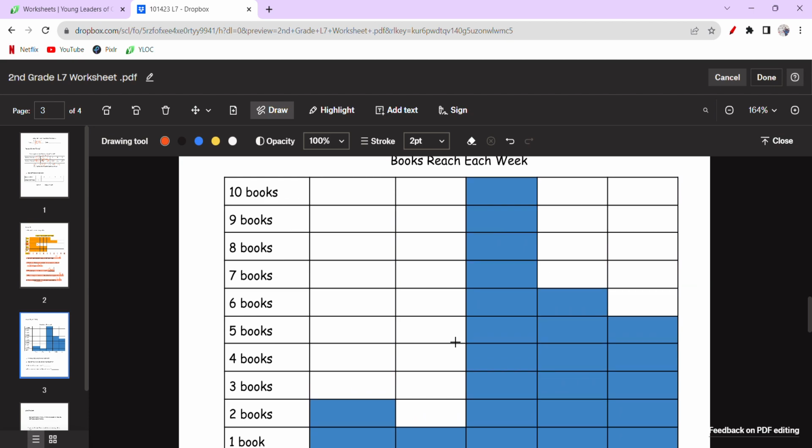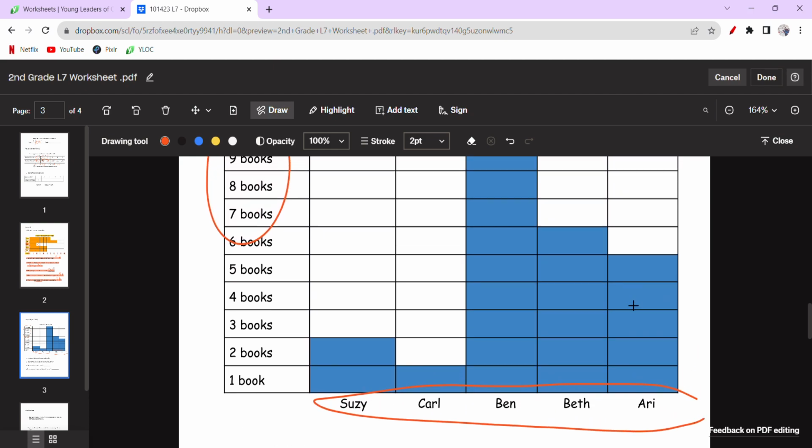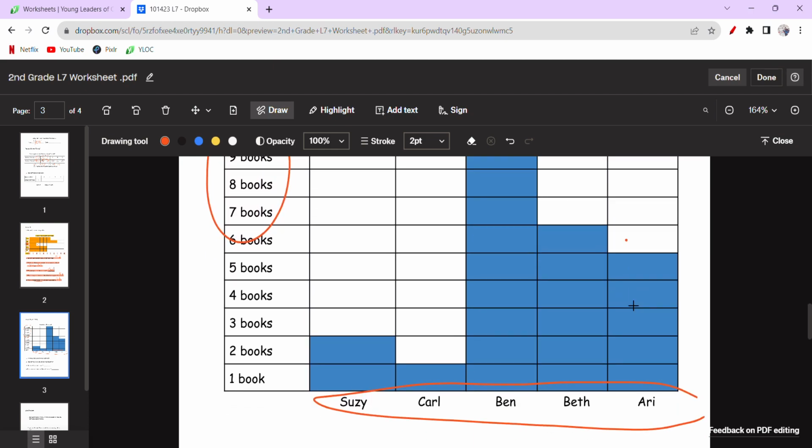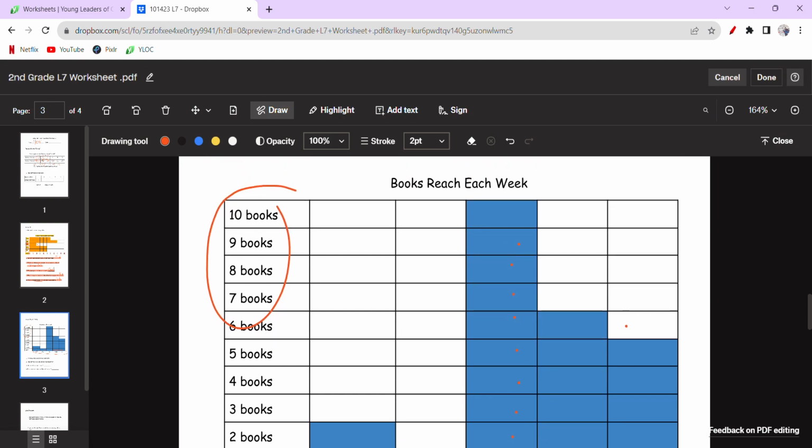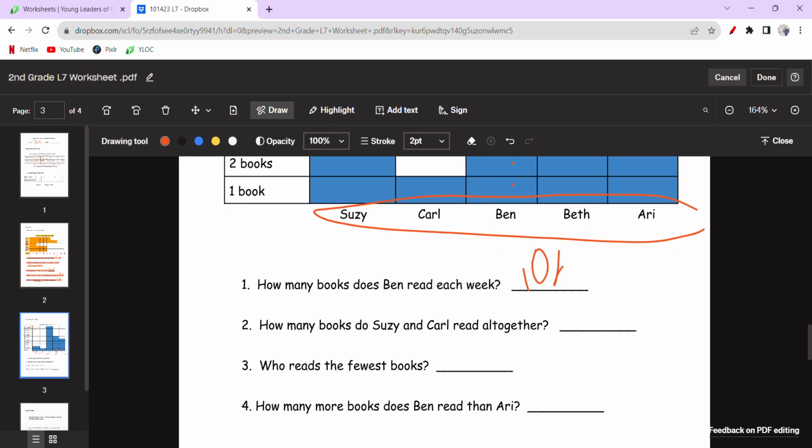Okay, if we look here, how many books does Ben read each week? Right here, they tell us the amount of books. Right here we have the different people. Well, let's just count how many books he reads. 1, 2, 3, 4, 5, 6, 7, 8, 9, 10. And you can just also see by looking to your left, and it would match up 10, right? So 10 books.